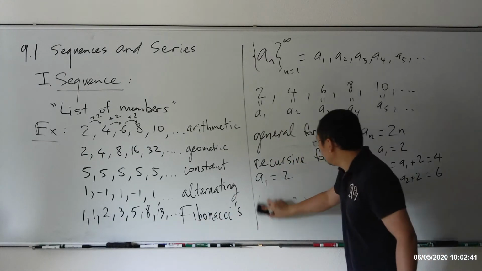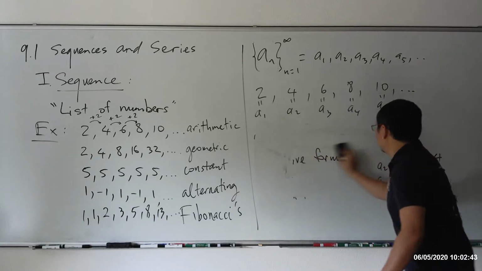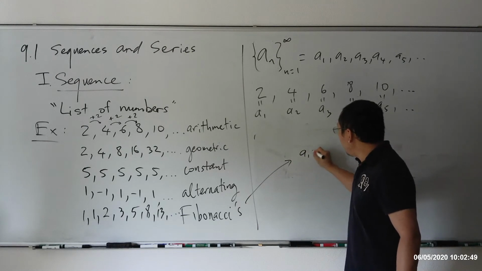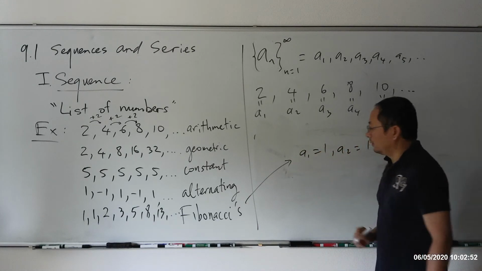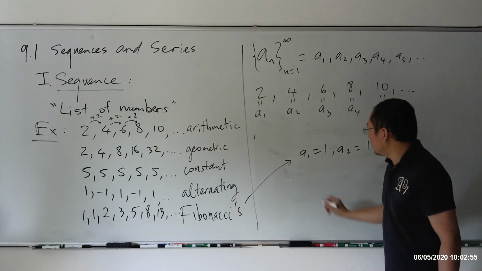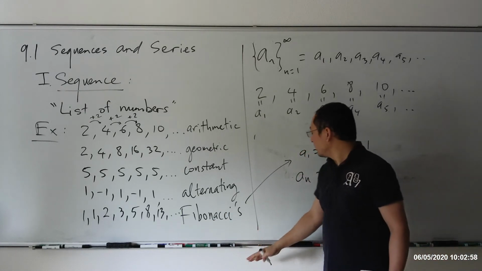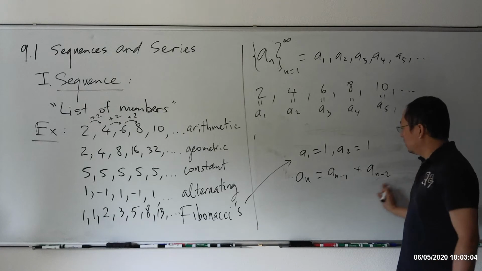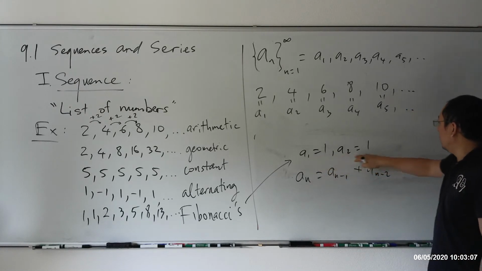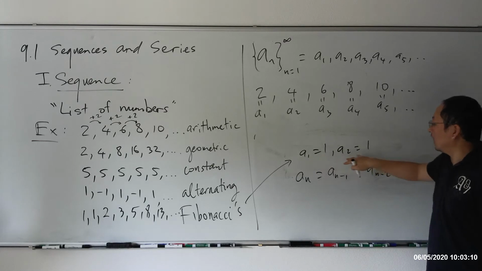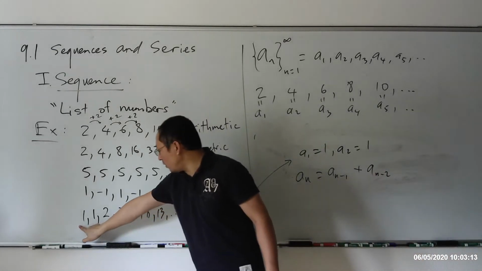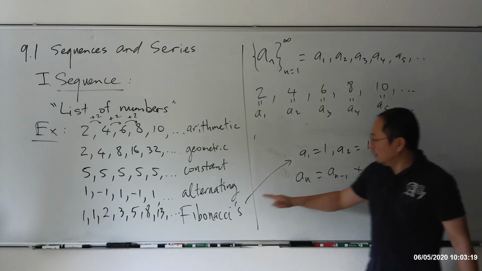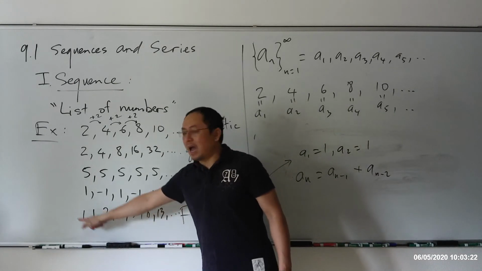So for Fibonacci right here, I'm giving you a1 is equal to 1, and a2 is equal to 1. And the recursive formula for Fibonacci is this: an, the nth term, is equal to the (n-1)th term plus the (n-2)th term. What is it saying right here? I give you the initial conditions for the first two terms. A1 is 1, A2 is also 1, which are the two terms right here, 1 here and 1 there. And starting from n equal to 3, the next term will be calculated by adding the previous two terms.